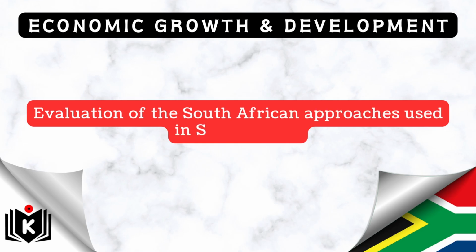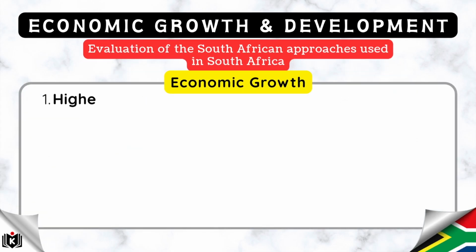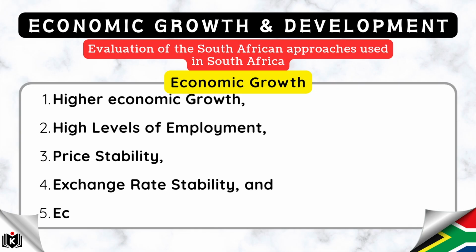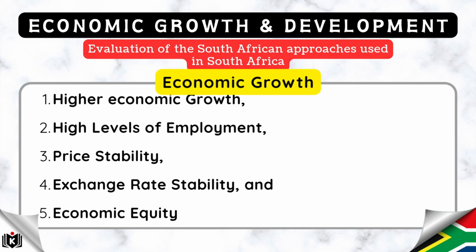Let's now evaluate some of the approaches used in South Africa by looking at the growth and development policies adopted by South Africa. Under economic growth, the focus is on macroeconomic policies. These include measures to achieve the following macroeconomic objectives, namely, higher economic growth, high levels of employment, price stability, exchange rate stability, as well as economic equity. All these measures should be evaluated in terms of international benchmarks.